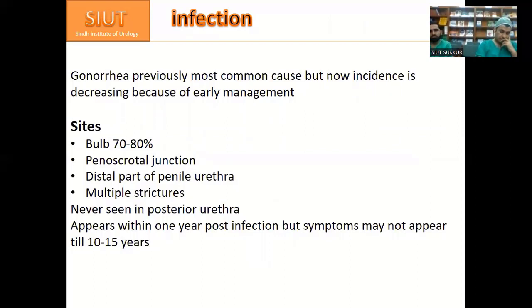Site of stricture urethra caused by gonorrhea: mostly at the bulb, in 70 to 80% of the cases, and the penoscrotal junction, the distal part of the penile urethra. One of the characteristics of gonorrhea is that on a urethrogram we will see multiple strictures. It has never been observed in the posterior urethra, and appears within 1 year post-infection, but symptoms may not appear till 10 to 15 years.